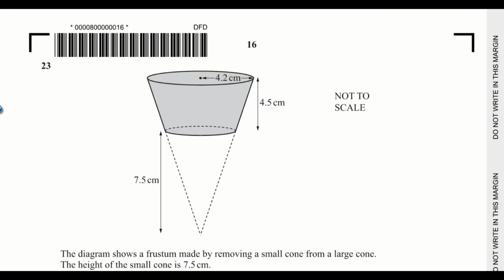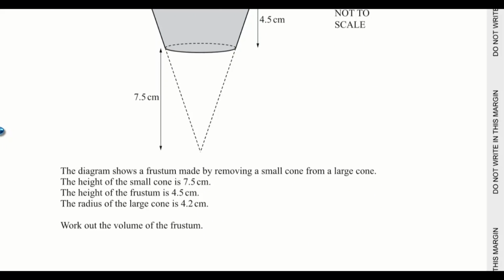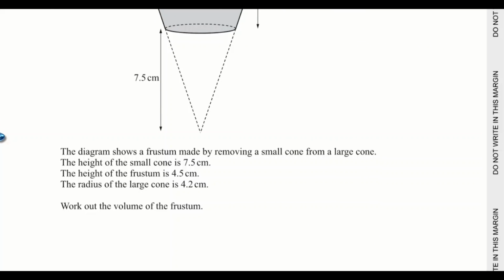That will be question 23. The diagram shows a frustum made by removing a small cone from a large cone.